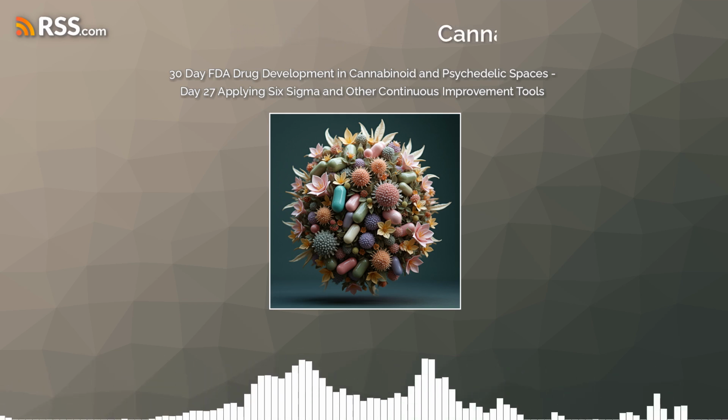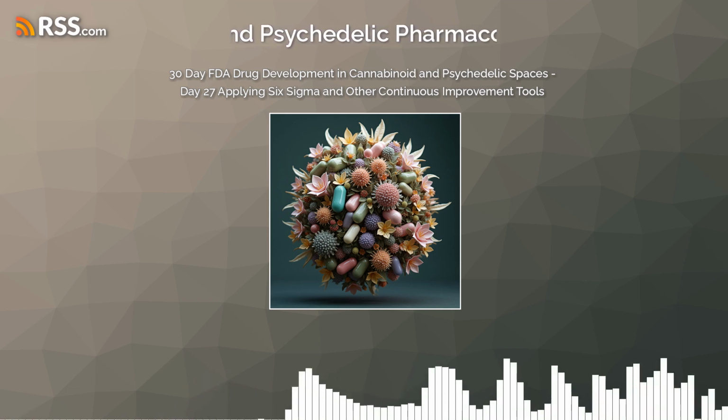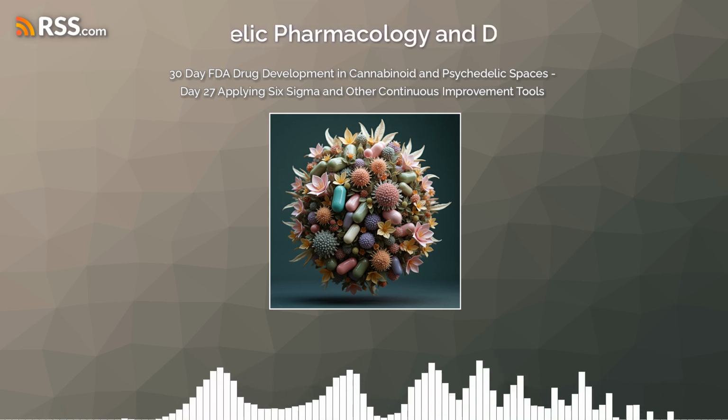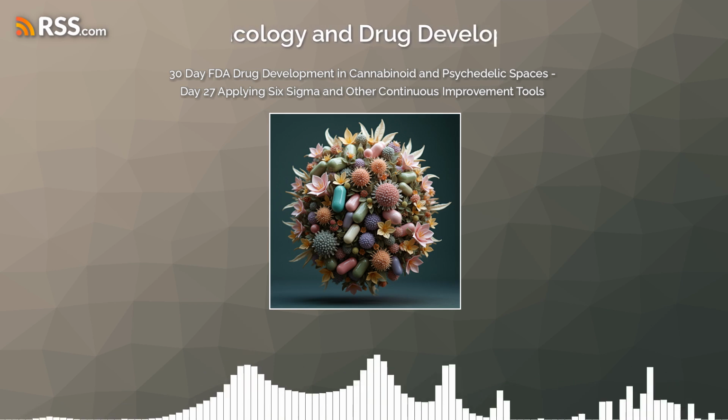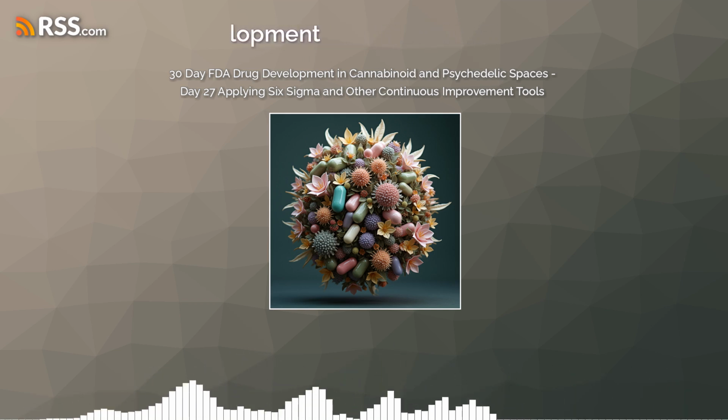Yeah, exactly. And then you go into the analyze phase, which is all about understanding the root cause of those variations. So is it the extraction method that's causing the problem? Is it the raw material, the starting material? Is it the way you're storing it? Oh, interesting. So you really get to the bottom of what's causing that inconsistency.